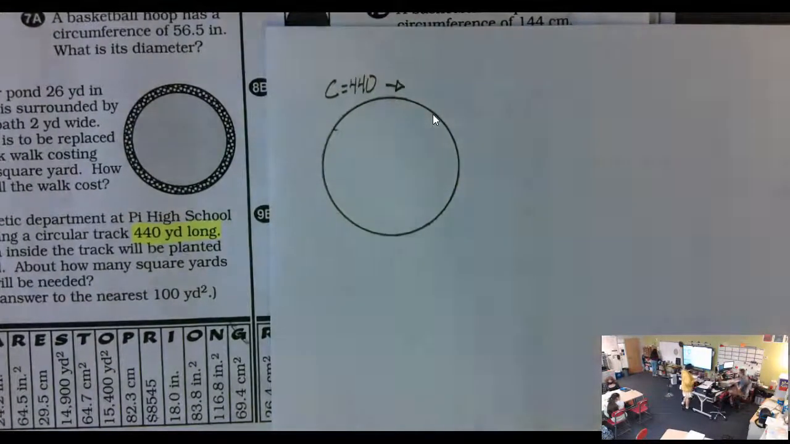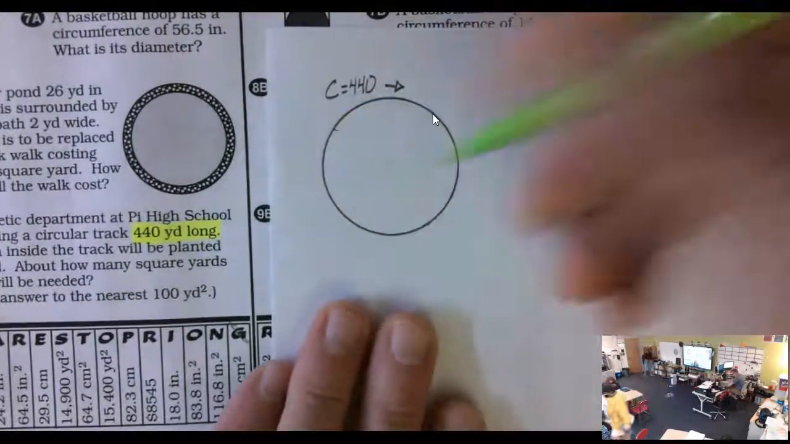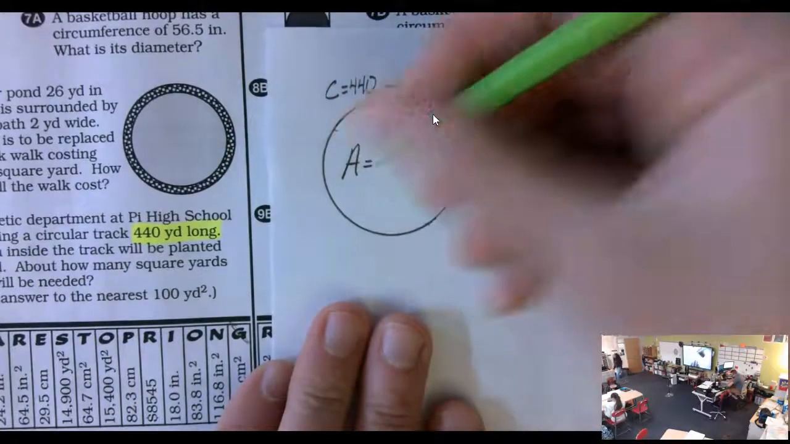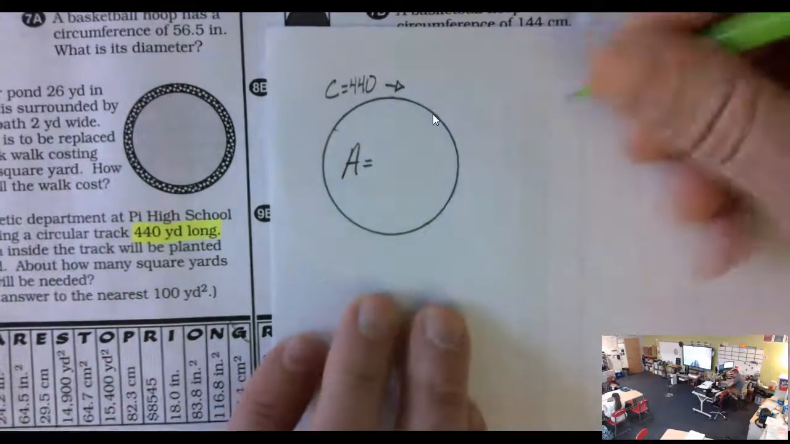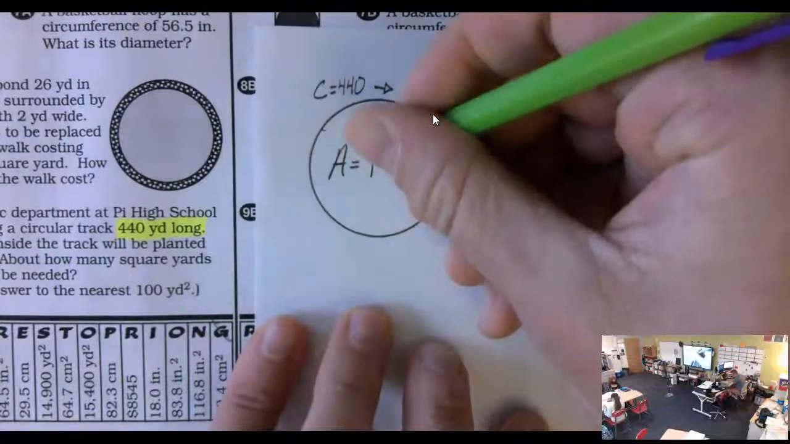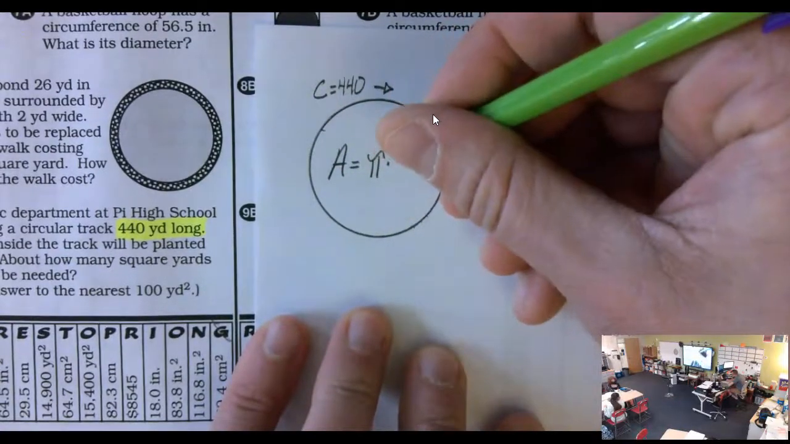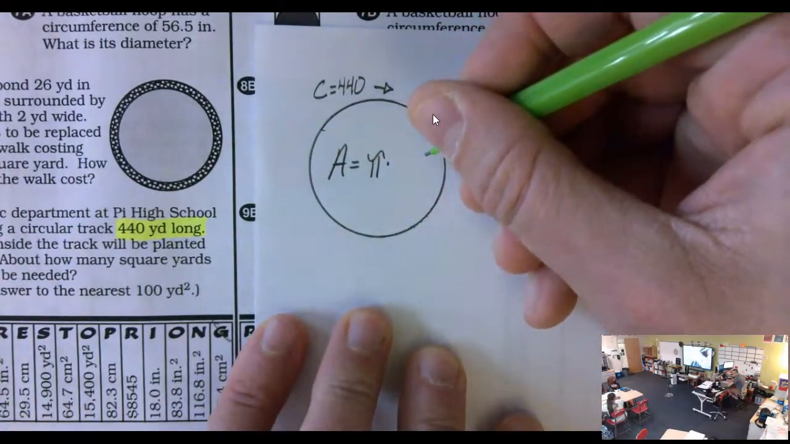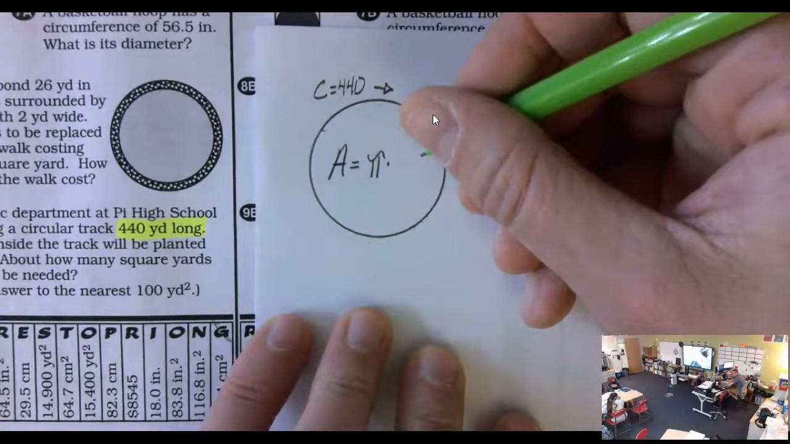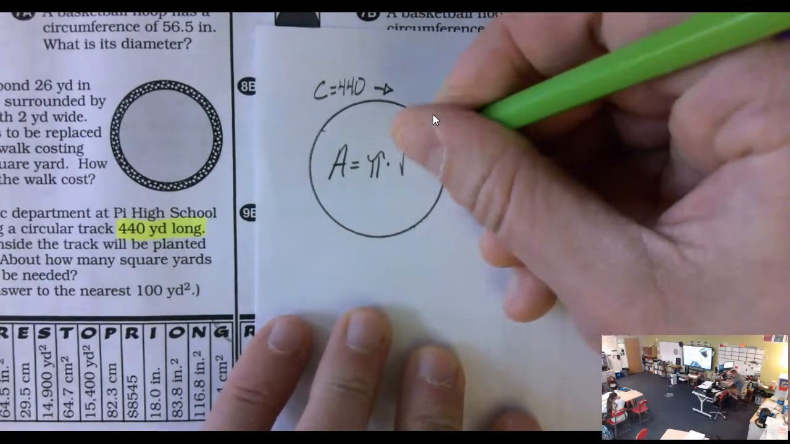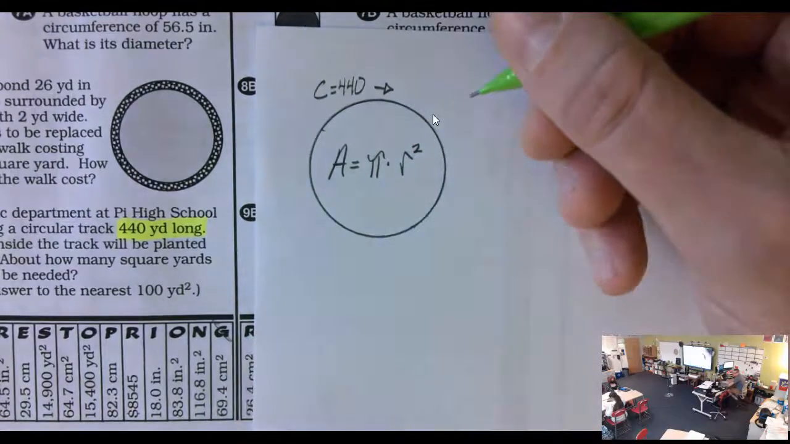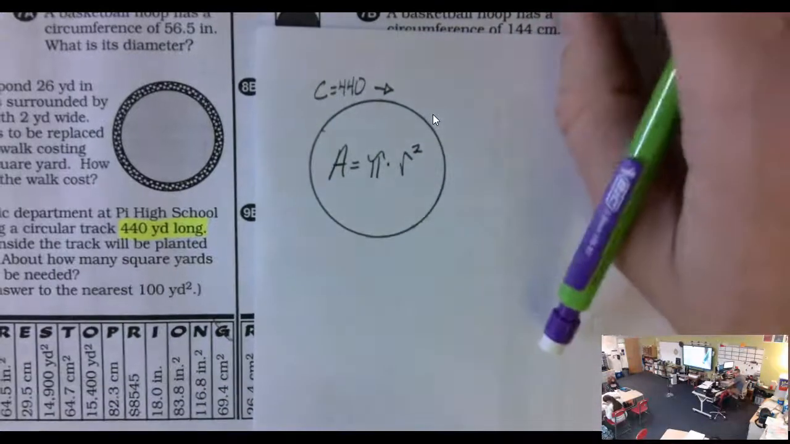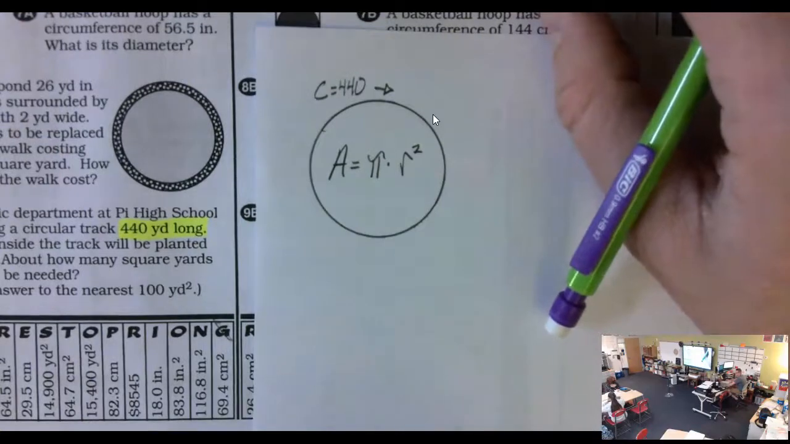All right, so we know the circumference. They want the area. To figure out the area, we're going to use the formula pi. Don't all answer at the same time. Pi times the radius squared. So guys, if you don't have this sort of work written down and you don't have this problem done yet, I should see you writing.